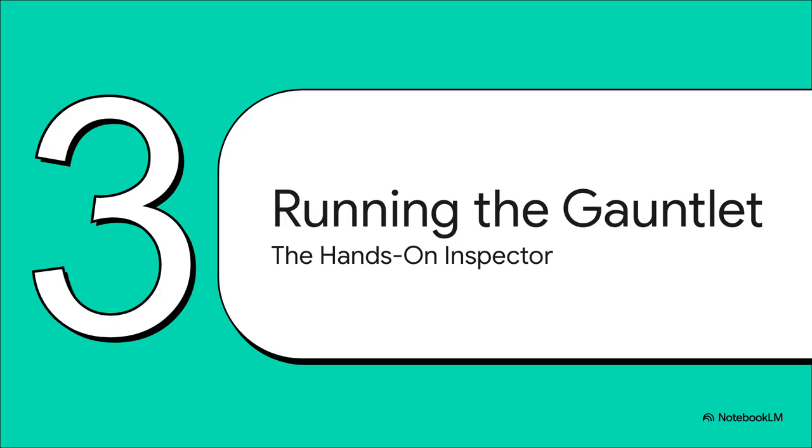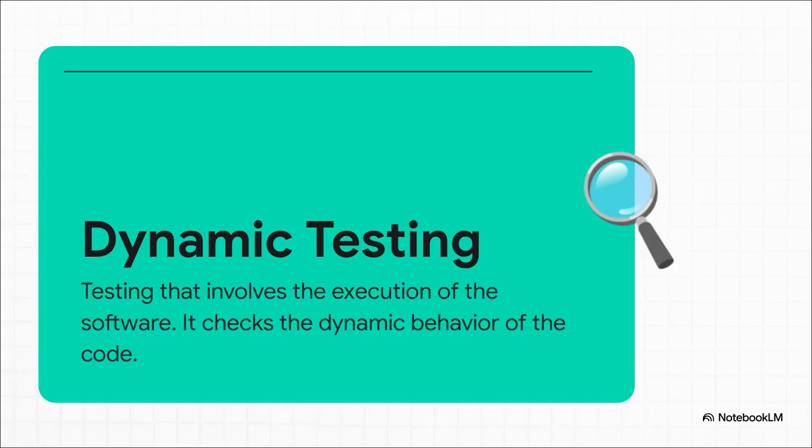This is the hands-on inspector who needs to see if the thing actually works when you put the pedal to the metal. The key word here, the big difference, is execution. With dynamic testing, you are actually running the software. You're clicking the buttons, you're typing in data, you're trying to break it, you're pushing the system to see how it behaves in real time, and checking if it does what it's supposed to do.